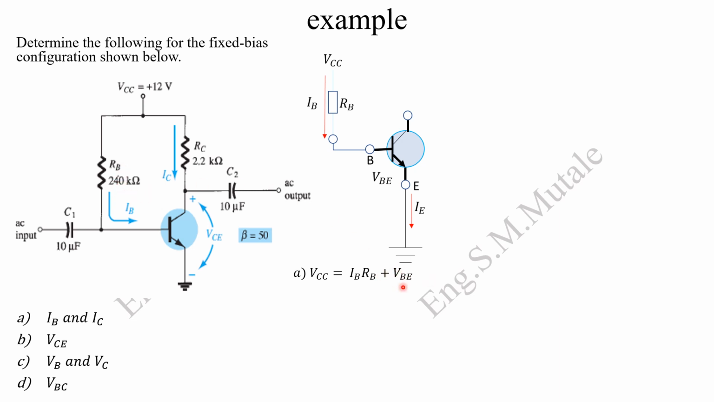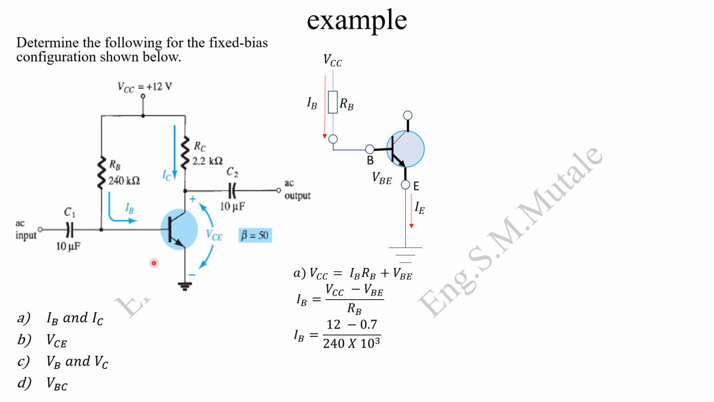VBE, I said, is a constant, to always be 0.7. So this is 0.7. What we want is IB. So from this one, you make IB the subject of the formula. You're going to have that. Then in there, I just need to substitute the given values. So where there's VCC, you substitute VBE as well as RB, you're going to have that.